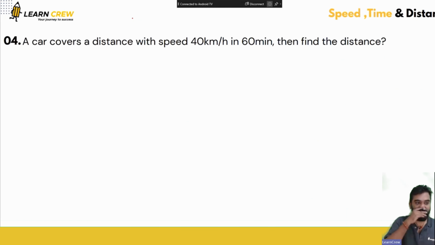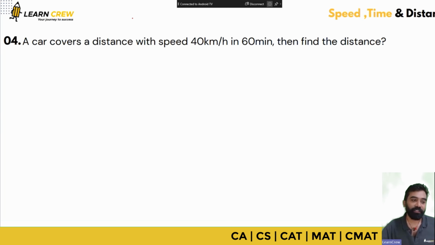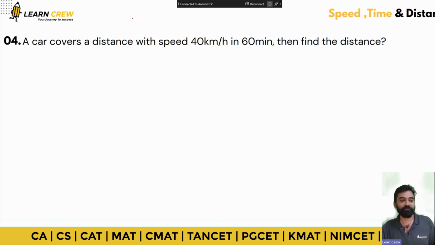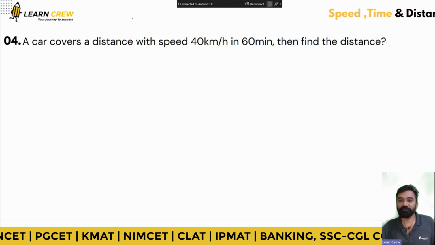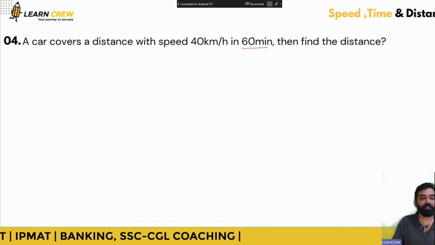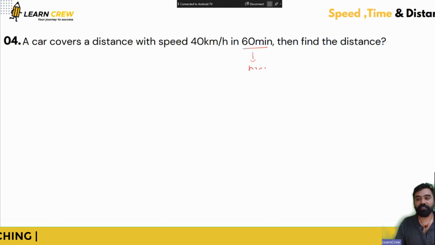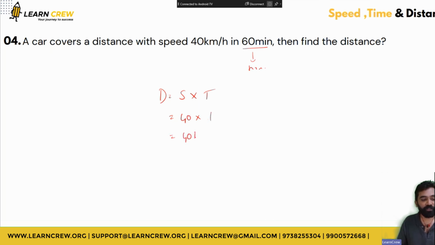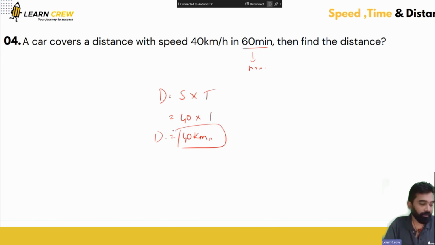All clear? Okay. A car covers a distance with speed 40 km/h in 60 minutes. Find the distance. Now, what is your first step? This is given in minutes, so you need to convert it to hours. What is 60 minutes in hours? 1 hour. So if the car is moving at a speed of 40 km/h, distance equals speed into time. Speed is 40 km/h into time 1 hour, so it's going to be 40 km. Clear?